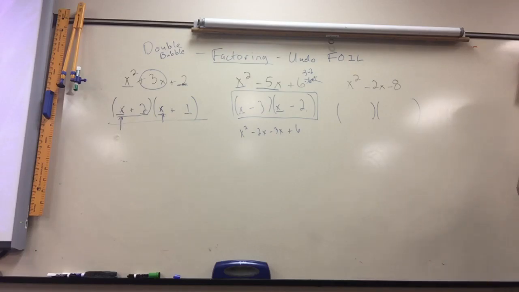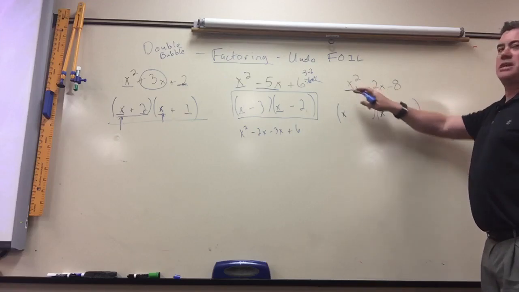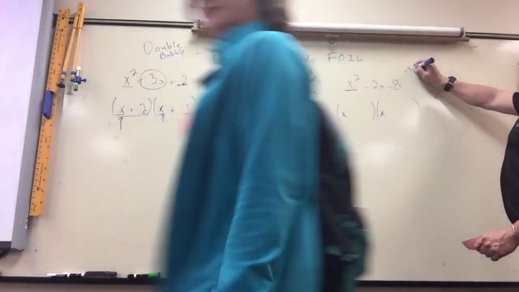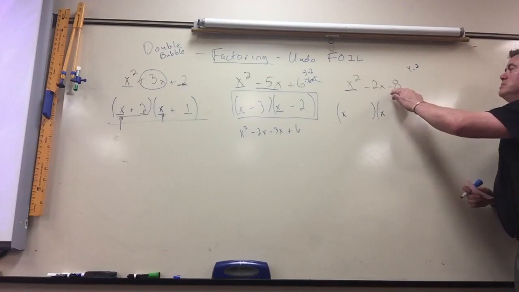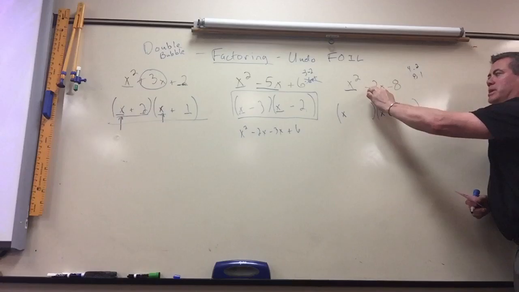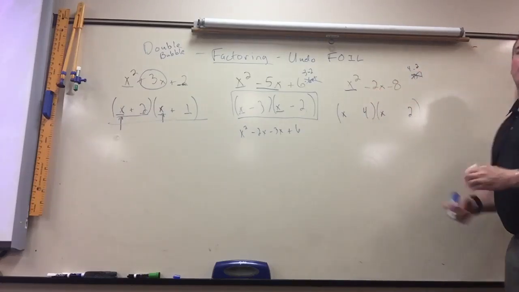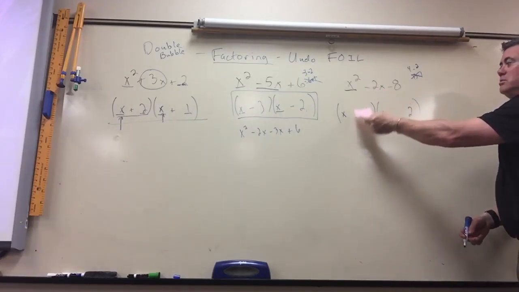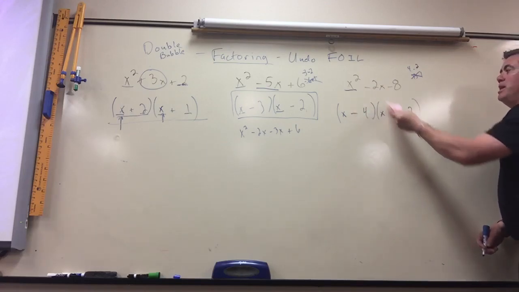Okay. So again, this is the easy part. X times x is x squared. Then a 4 times a 2, or an 8 times a 1. 8 and 1 will not give me a 2. So it's got to be 4 and 2. Now you just have to figure out what the signs are. How do you make a -2? -4 and a +2 makes a -2.